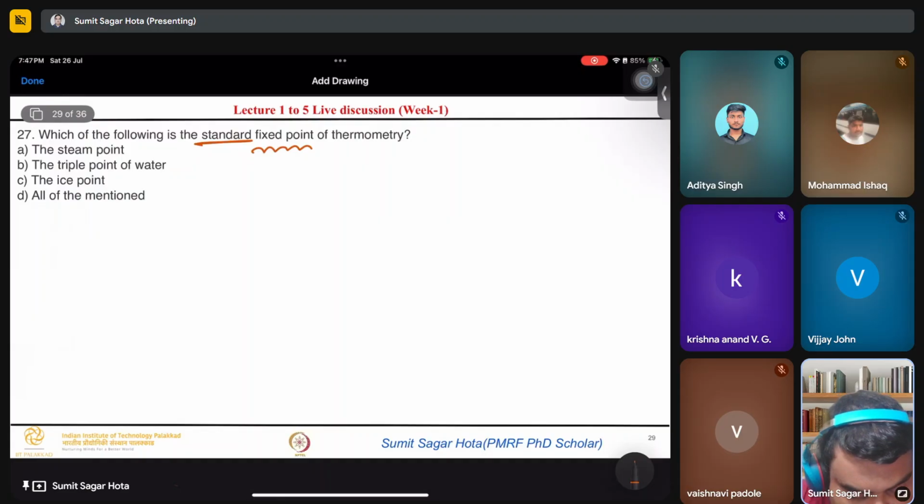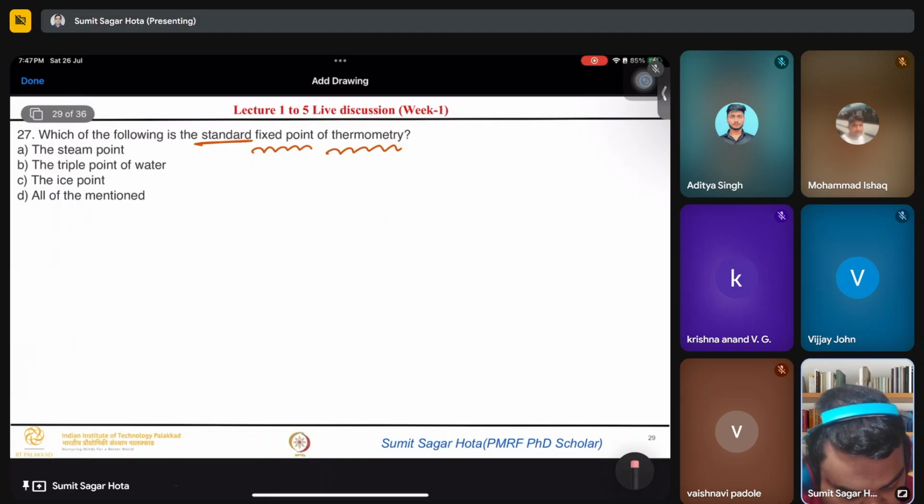It's a particular parameter having some particular meaning in thermodynamics. Thermometry means thermodynamics. It's any particular point of any kind of fluid which has a particular meaning. Like the steam point for water, then the ice point, and the triple point of water.